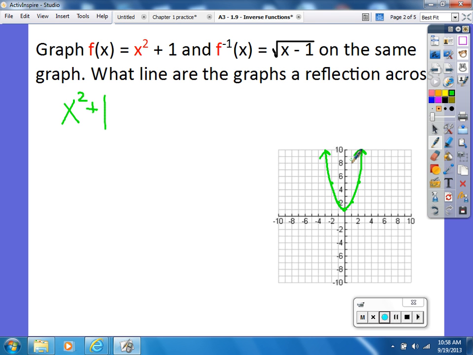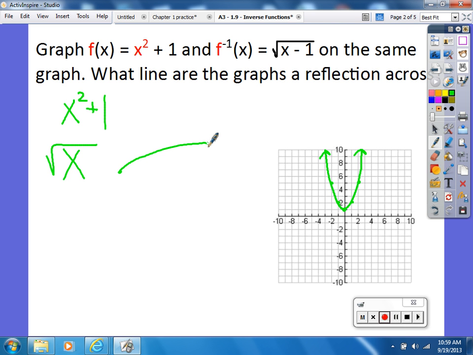Okay. The square root of x minus 1. What's the parent function? Square root of x. Okay, what does that graph look like? You can draw it in the air if you know what it looks like. Okay. It's just a little curved line, right? So it's going to look like this.